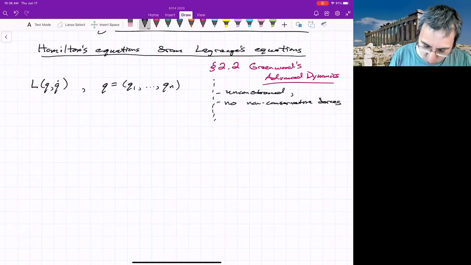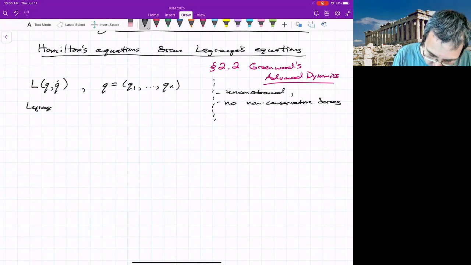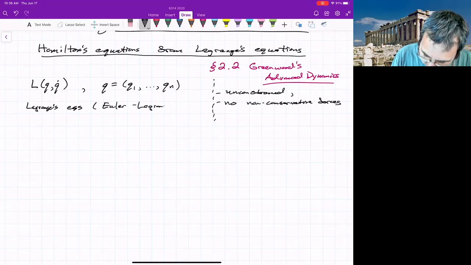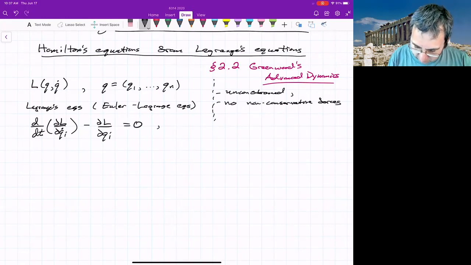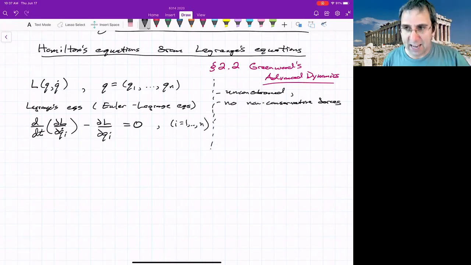All right, so Lagrange's equations, which are also called Euler-Lagrange equations, are that you take the total derivative d by dt of partial L partial qi dot, minus partial L partial qi, and set that equal to zero for all of the i's. i goes from 1 to n. So you get a set of n equations, right?